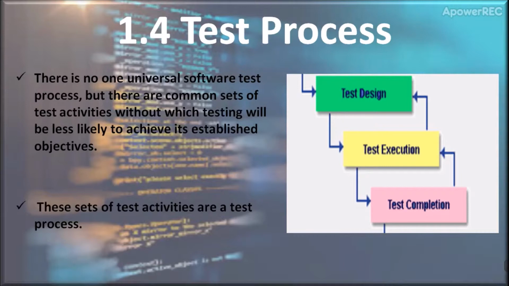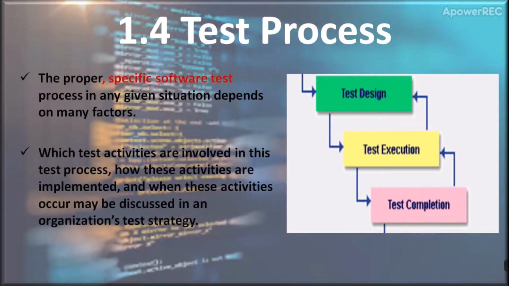A test process consists of test activities, and the proper test process that you choose for any project depends on many factors: the test activities that are involved in this test process, how they are implemented, and when they occur. We should have a test strategy for our project. Inside of it, you will find the defects of the tests that are inside of the test process.